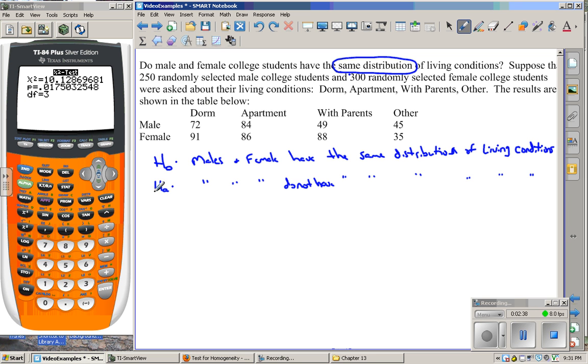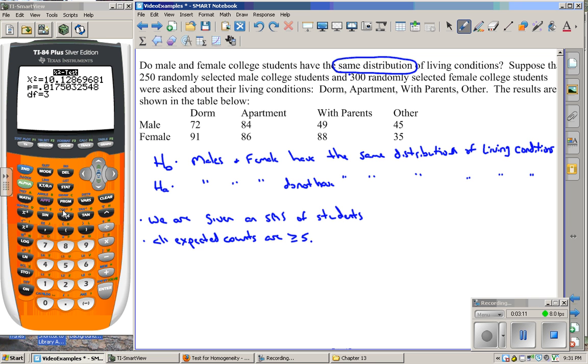Right, so then from there we need to test our assumptions. Our assumptions are we are given an SRS of students, and all expected counts greater than or equal to 5.